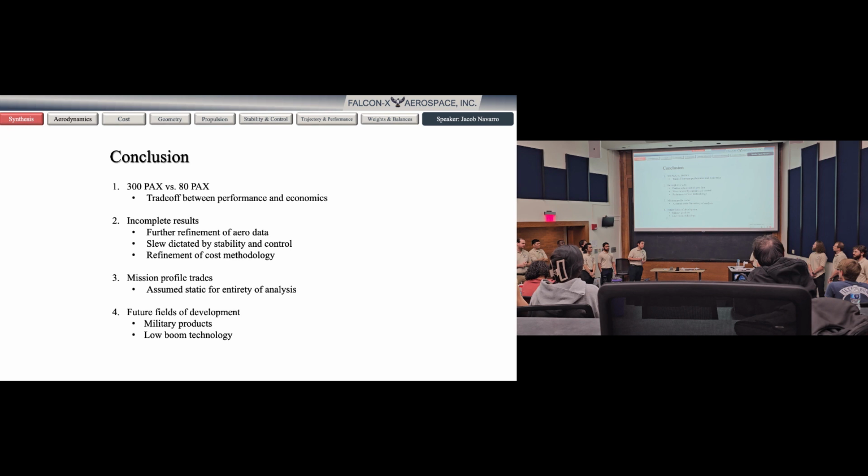So, just some conclusions to wrap here, and I'll make this quick because we're a little over time. When we look at the 300 versus 80 passenger variants, we learned something very interesting. When we started the project, we thought 300 would be the winner across the board. That's true from an economic perspective, which makes sense. The more people you can pack in a volume, the more you can charge them. Also, the operational cost between the two vehicles didn't differ much, so the economic advantage is clear.